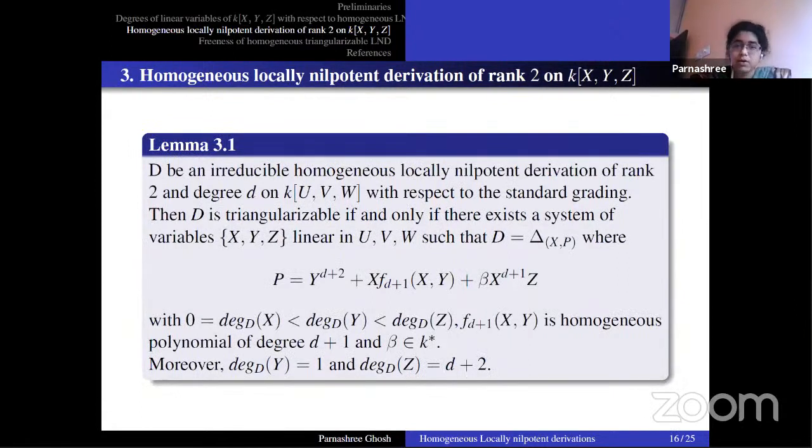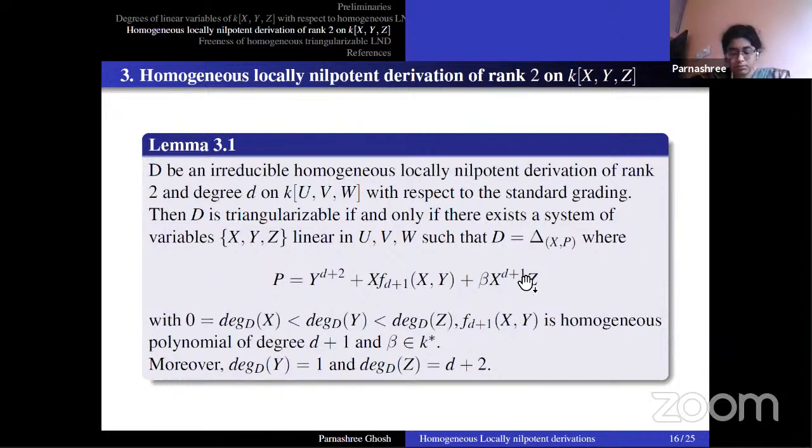Let D be an irreducible homogeneous locally nilpotent derivation of rank 2 and degree d on K[U,V,W] with respect to the standard grading. Now, D is triangularizable if and only if there exists a system of linear variables x, y, z such that D is delta_x P, where P has this structure, where degree_D of x is strictly less than degree_D of y, which is strictly less than degree_D of z. And we have also calculated the degree_D values of the variables: degree_D of y is 1 and degree_D of z is d plus 2. Now if you observe this structure, then you see that this P is actually linear in the variable z, which has the highest degree_D value.